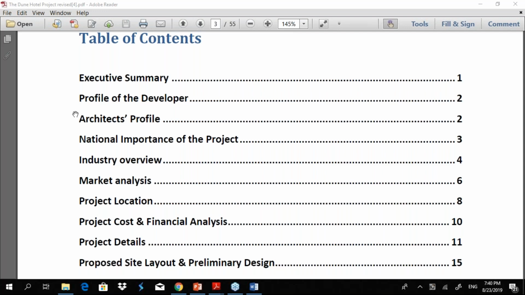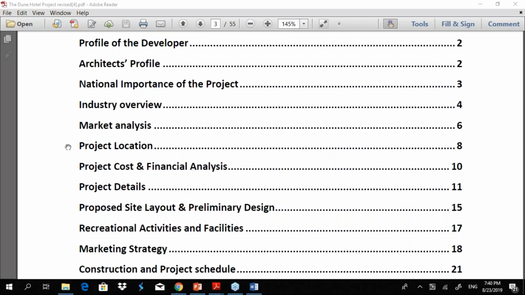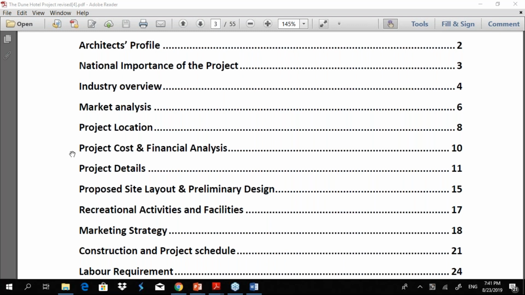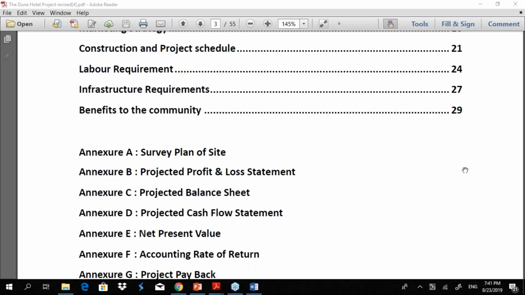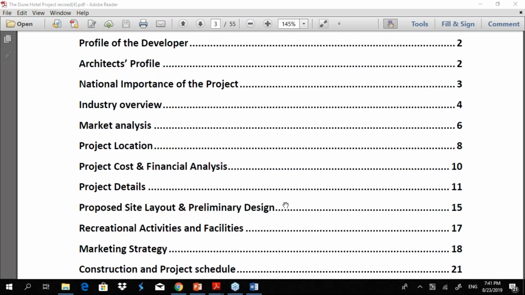Architect's profile, who are the designers and builders, etc. And national importance, what is the relevance or the importance of this project to the country, industry overview, market analysis, where are you going to carry out the project, cost and financials. So cost and financials, in the main report we will have numbers with summary details, whereas at the end you will have annexures. So you have P&L, balance sheet, cash flow, NPV, IRR, payback. You can include as much detail as you want.